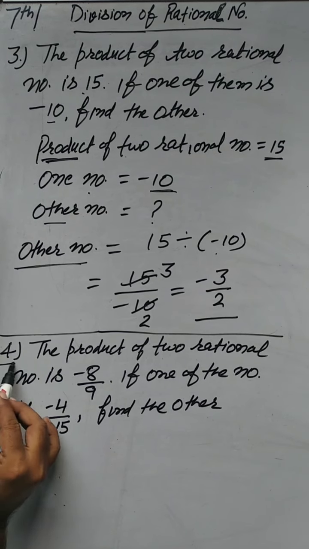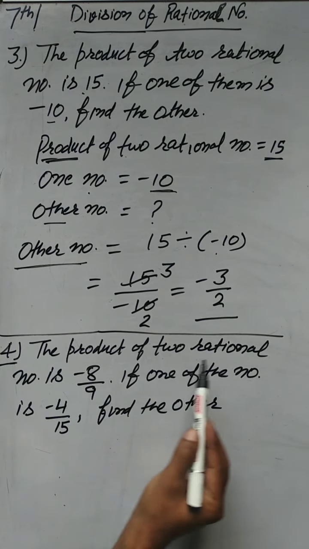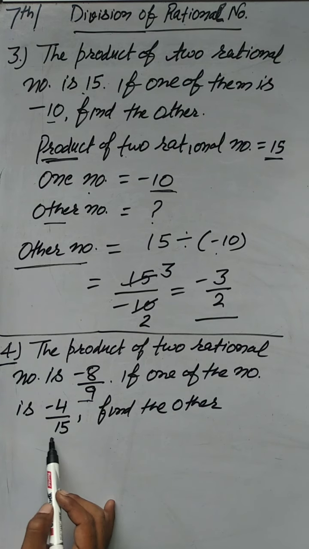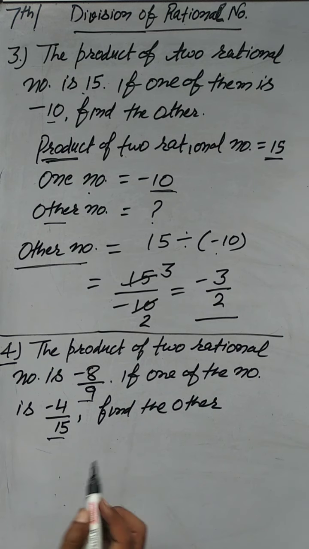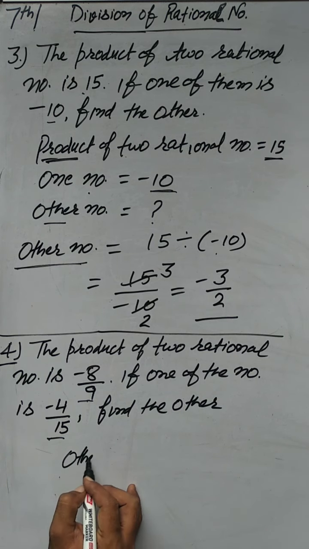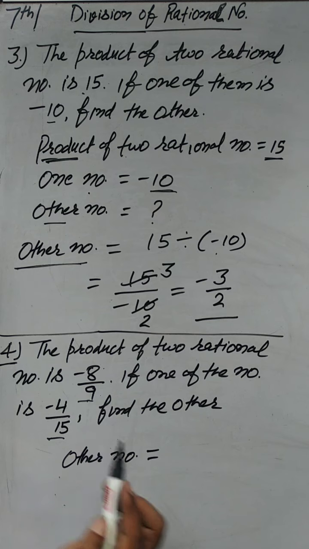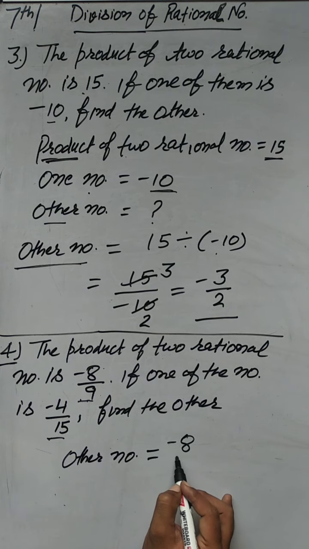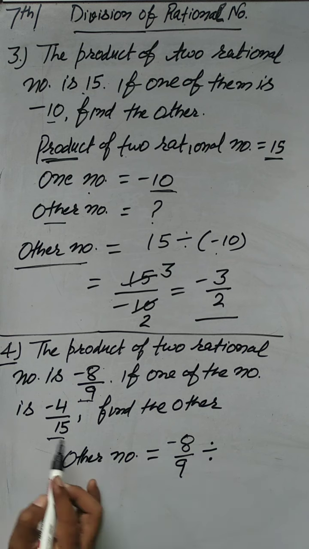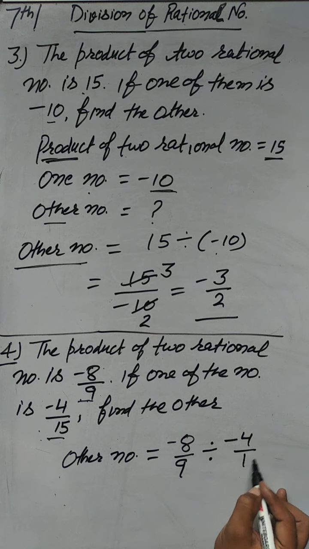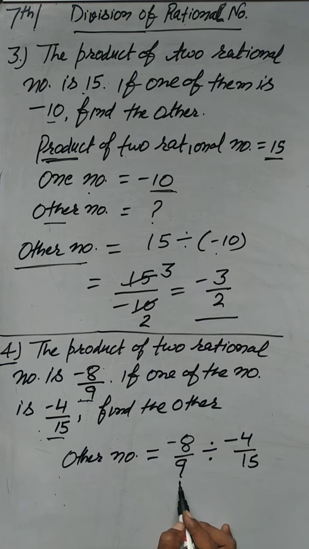Yes beta, question fourth, similar to question third. The product of two rational numbers is minus 8 upon 9. If one of the numbers is minus 4 upon 15, find the other number. Then beta, clearly as in the first question, the other number will be equal to the product of the two numbers, which is minus 8 upon 9, divided by the one given number, which is minus 4 upon 15. Understood? Now next you have to try it by yourself. You can easily solve that one. Clear beta? Understood?